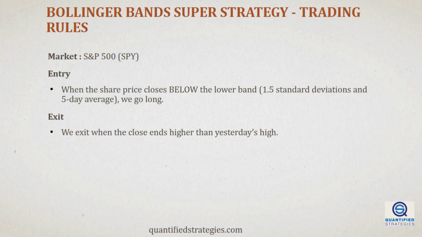Our final backtest of the day is slightly different, but we include it to show you a very good Bollinger Band strategy that is based on mean reversion. We use a 5-day moving average and reduce the bands to 1.5 standard deviations. We buy on weakness when S&P 500 closes below the lower band, and we sell on a day with strength when the close ends higher than yesterday's high. Hence, this is a Bollinger Band mean reversion strategy.